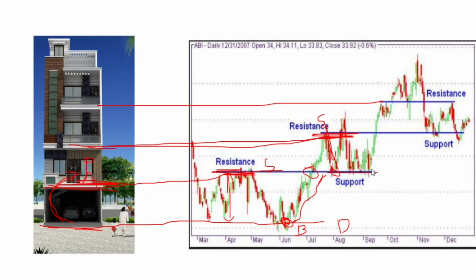Once buyers enter here and a demand zone is created, price again starts to move up, and here you can see the resistance line, and price breaks it and makes an upper move. As in the building example, you took the stairs and went to the second floor. Now the top of the first floor becomes support for you on the second floor. This is how support and resistance works.